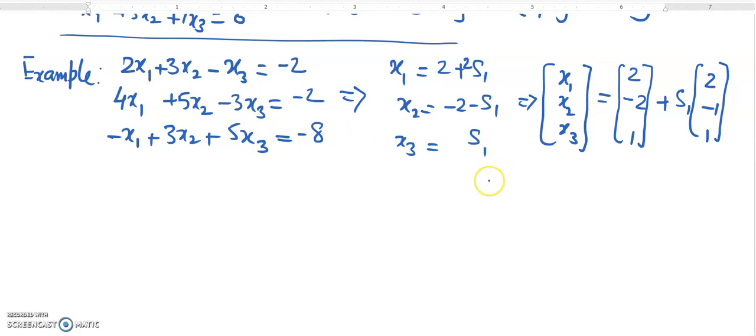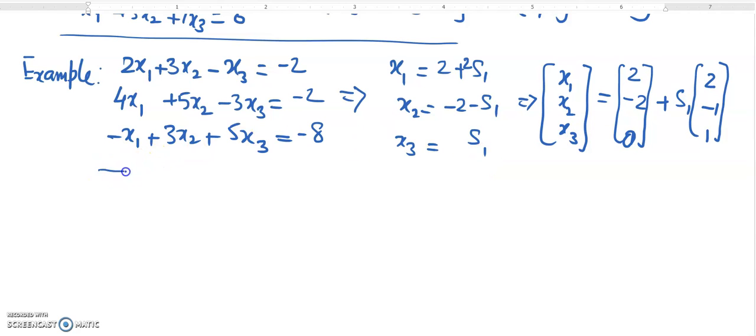So in this case we can write it like 2, minus 2, and I think I have made a mistake over here, because for s1 that component was 0. So 2, minus 2, 0, and then it should be s1 times 1, minus 1 and 1. Okay, so then it will be like that.